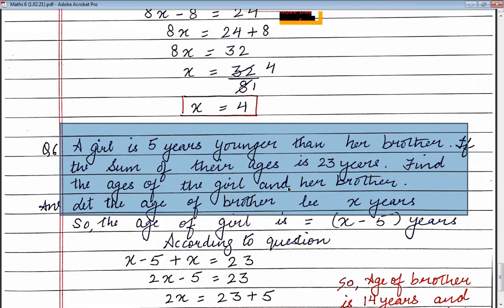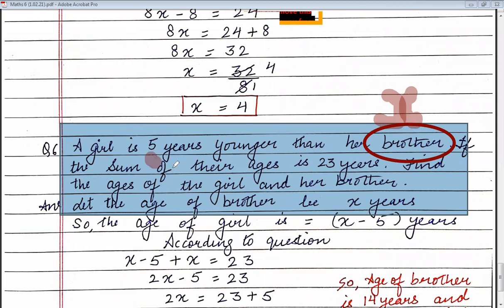Now children, here we have only the sum of their ages. We have the sum of girl's age and her brother's age is 23, but we don't know the girl's age and brother's age. So now children, what will you do in this question? You know that whatever we don't know, we will consider as x. So let us consider that the age of the brother is x.